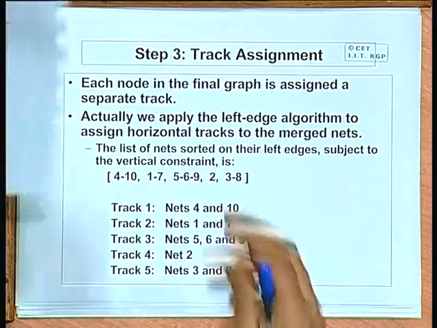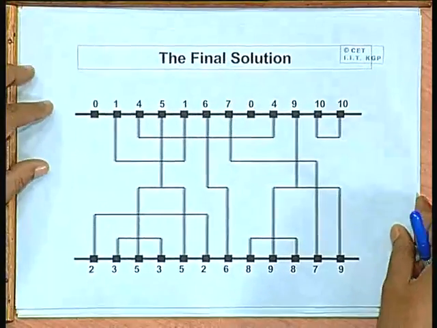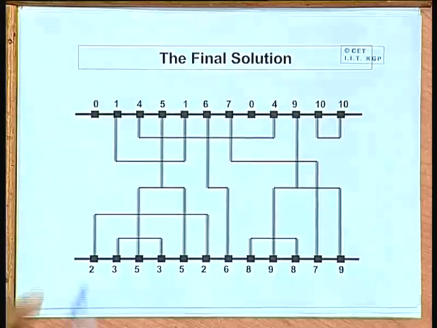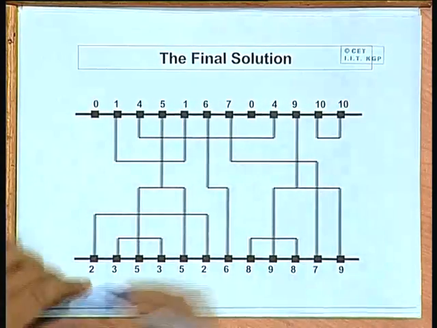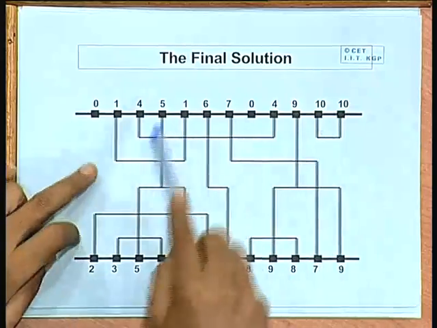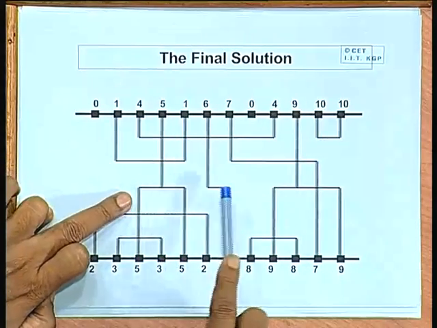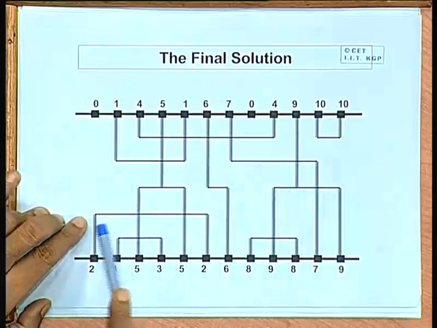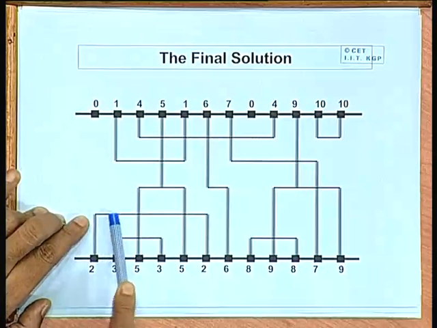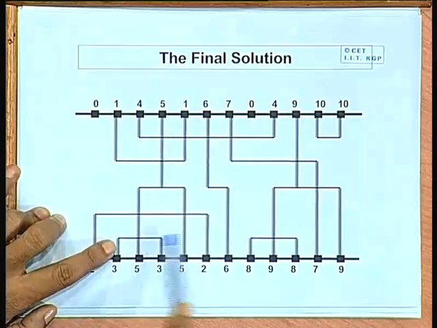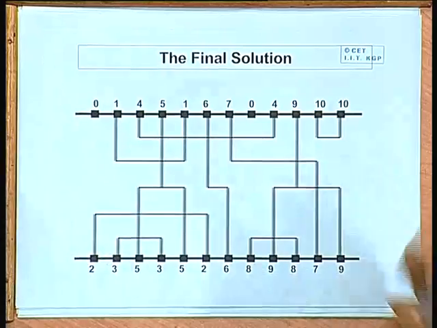So, I am showing the final solution. This gives the final solution wherein track 1 has 4 and 10 assigned, track 2 has 1 and 7, track 3 has 5 6 9, track 4 has only 2, track 5 has 3 and 8. This will be the final solution.